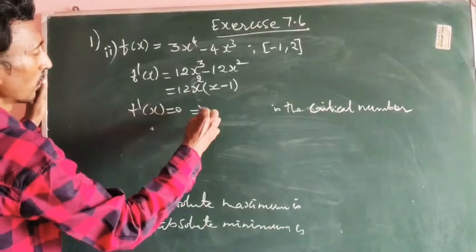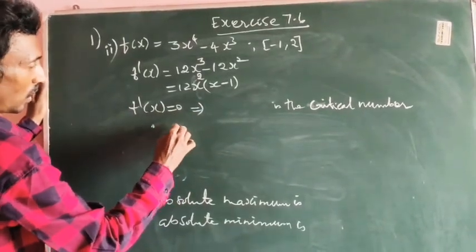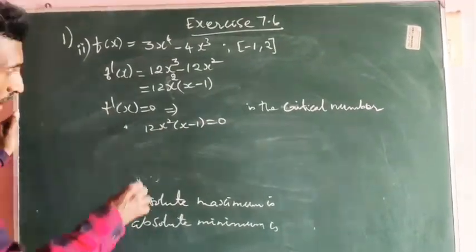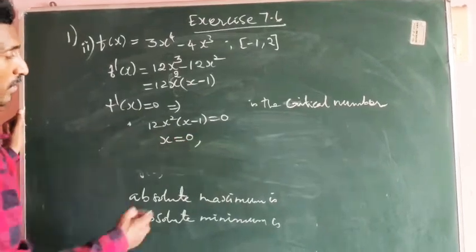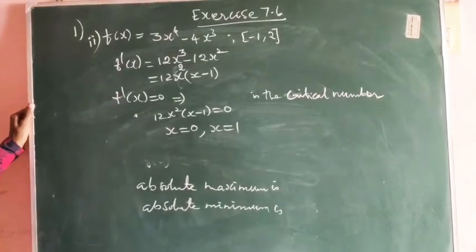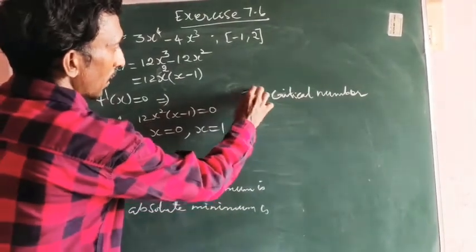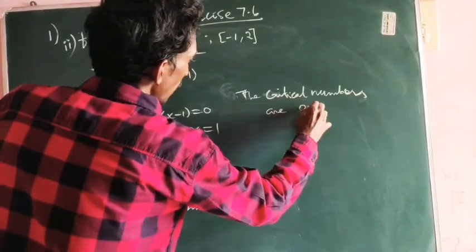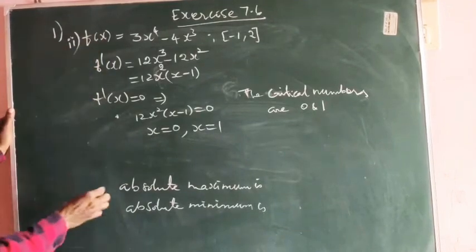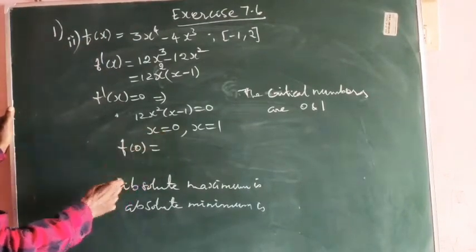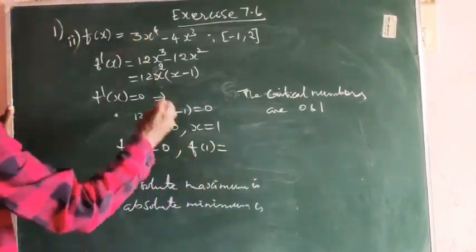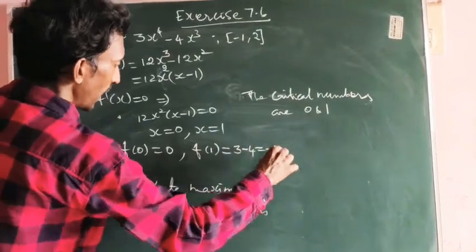So f dash of x equal to 0 implies 12x square into x minus 1 equal to 0. Either x square equal to 0, that means x equal to 0 2 times, and x equal to 1. So we got two critical numbers, 0 and 1. Find out the corresponding f value. F of 0, put x equal to 0, we are getting 0. F of 1, put x equal to 1, so 3 minus 4 is minus 1.